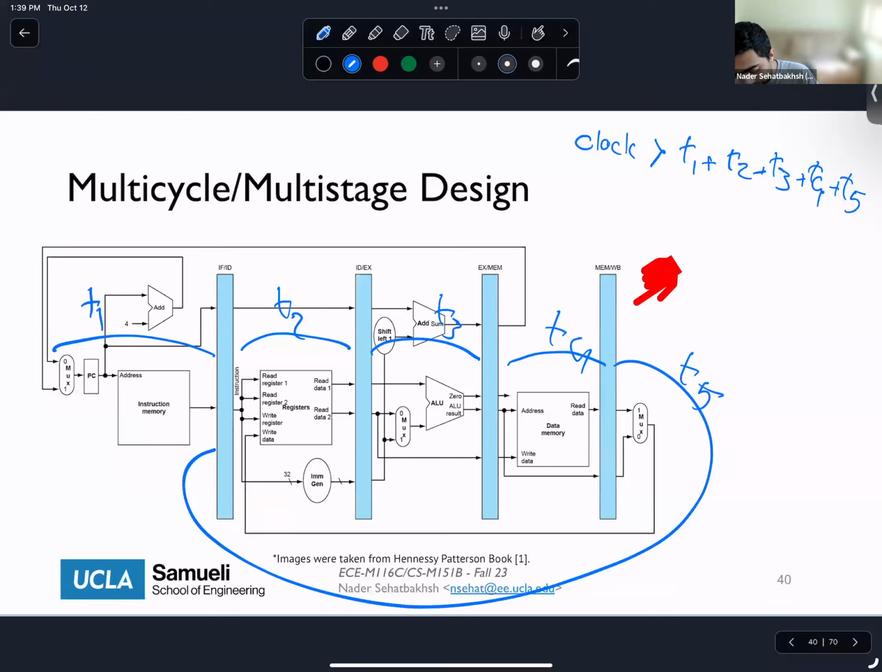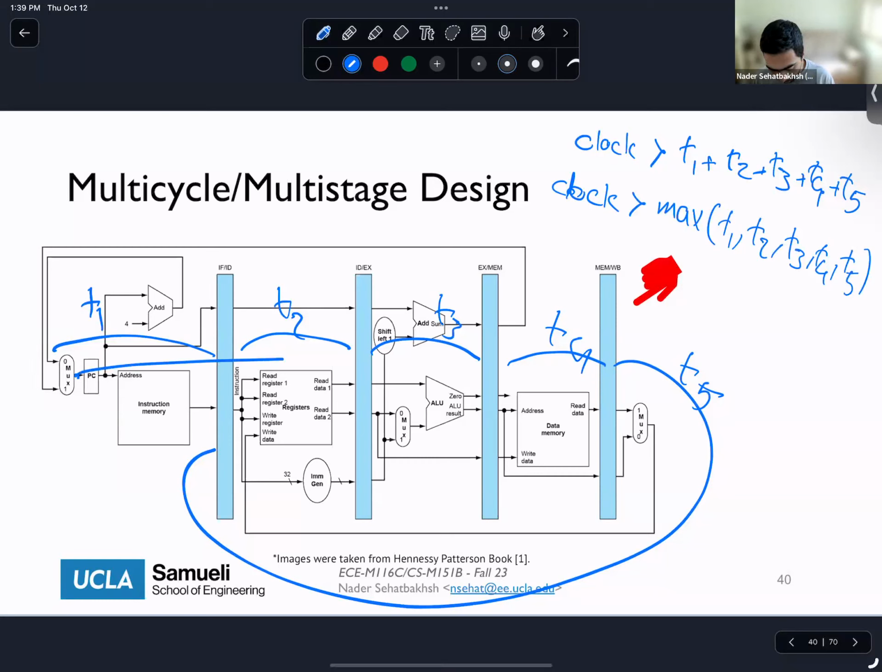Now what I'm telling you is that your clock has to be bigger than max of T1, T2, T3, T4, and T5, okay? Why? Because I'm decoupling the time it takes for this one to propagate all the way through and come back. All I need for things to settle is for things to settle from here to here.